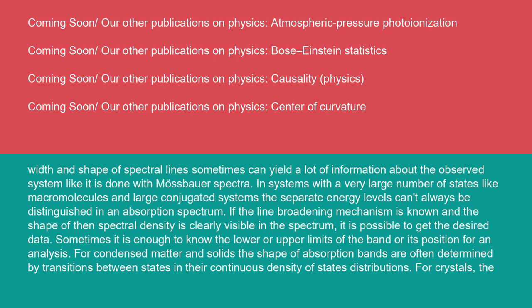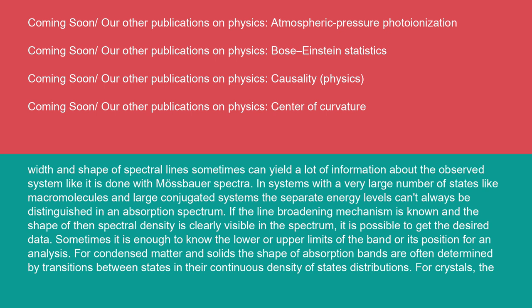In systems with a very large number of states, like macromolecules and large conjugated systems, the separate energy levels can't always be distinguished in an absorption spectrum. If the line broadening mechanism is known and the shape of the spectral density is clearly visible in the spectrum, it is possible to get the desired data.